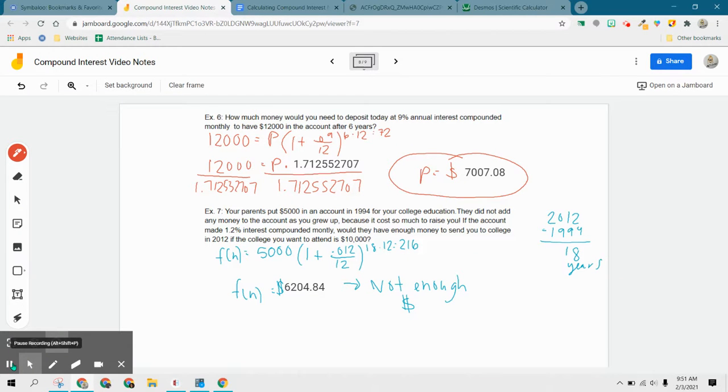All right, we've got example 6 here. The answer I got was $7,007.08. If you want to pause and look through my work there, you can see my initial equation. You can see what I calculated on the P side of the equation, and then I divided to get P by itself, the principal. Example 7, my answer is there is not enough money to attend a $10,000 college. When I plugged in the values, I got a total value of $6,204.84. Not enough money after those 18 years have passed.